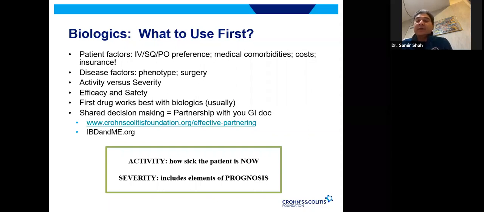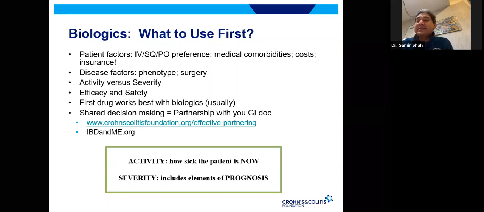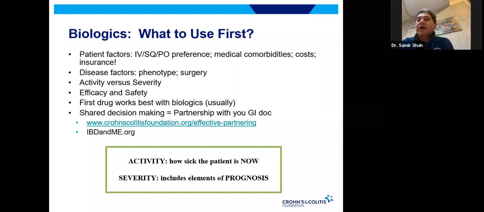Again, we talked about disease activity versus severity. Activity is how sick the patient is immediately. It's a snapshot, whereas disease severity includes elements of prognosis. So it's more of a long-term picture to see where things are going.